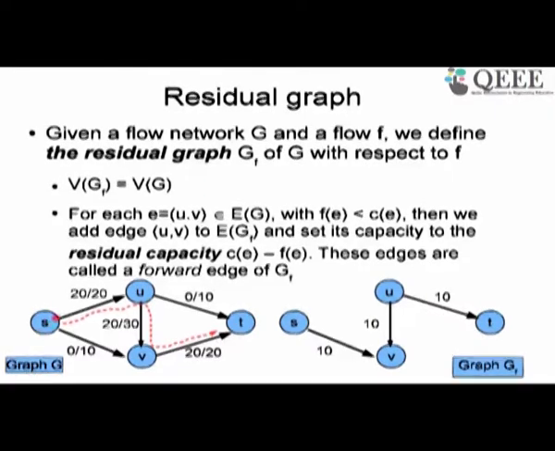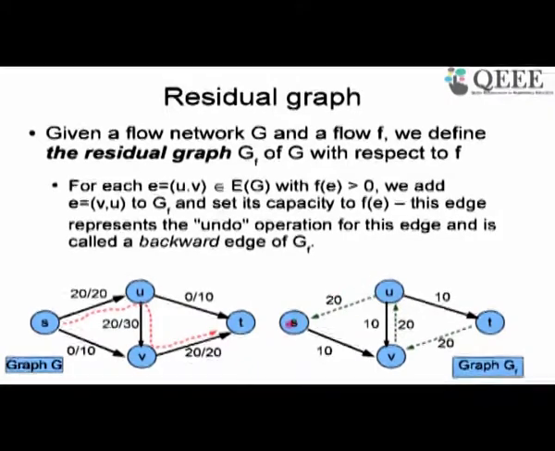Which are the ones you can undo? I can undo this because this is carrying flow of 20. I can undo this, I can undo this. There are 3 undo edges. So I want to put 3 edges, called backward edges, in the opposite direction, where I am undoing in the opposite direction. The flow was going like this. The 20 that you put was like this. If you want to undo, I have to do it in this direction.